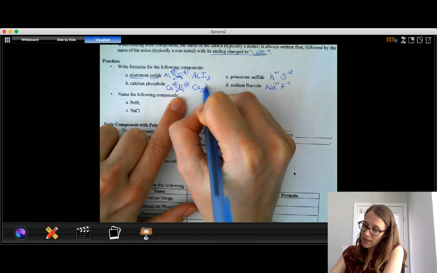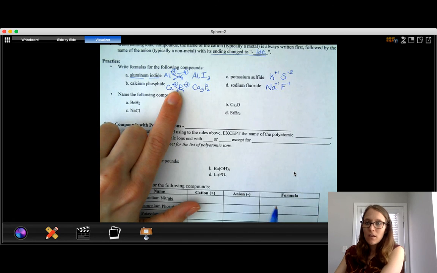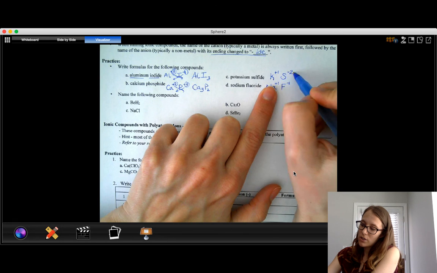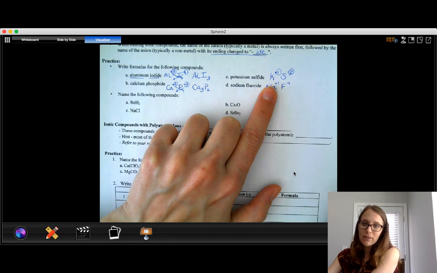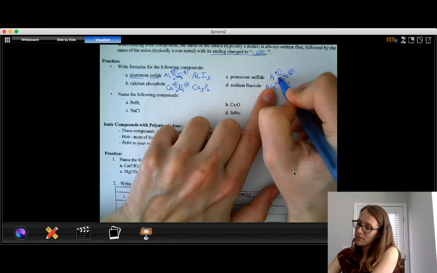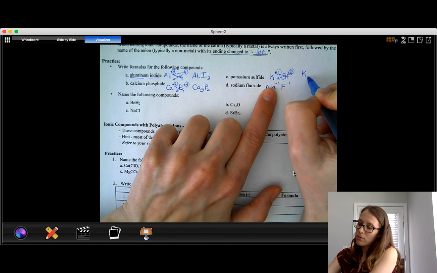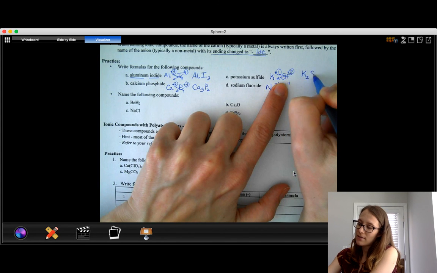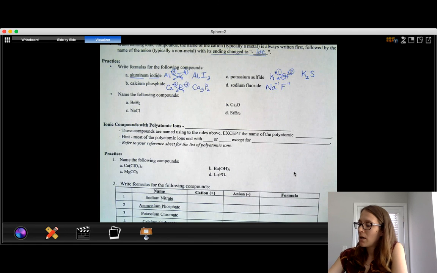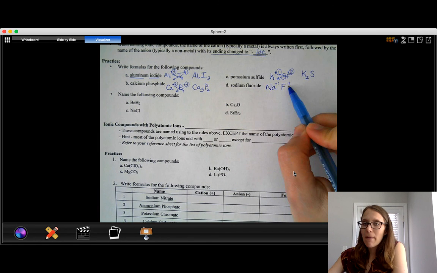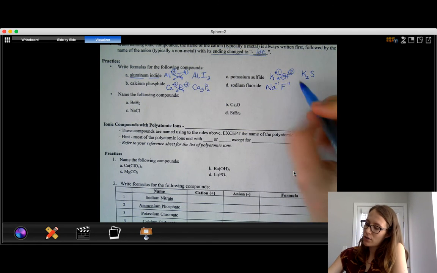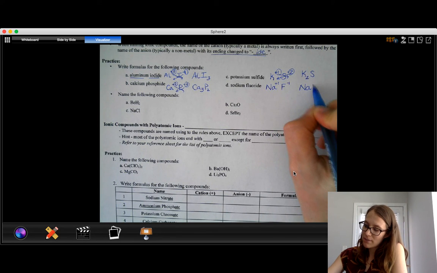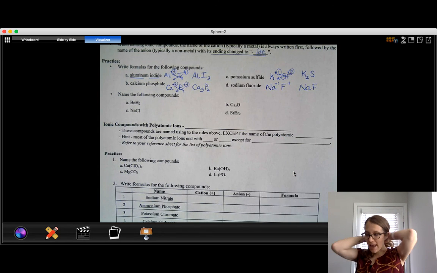Ca3P2. The next one, 1 and 2, again not a perfect match, so we have to crisscross them. K would get a 2 next to it, and S is just 1. For our last one, +1 and -1, that is a perfect match. So I just get rid of the charges and push the element symbols together: NaF.